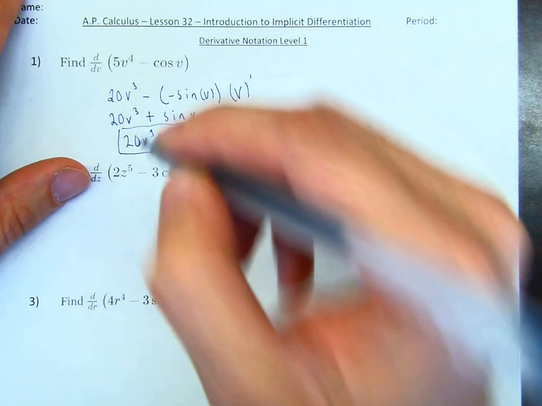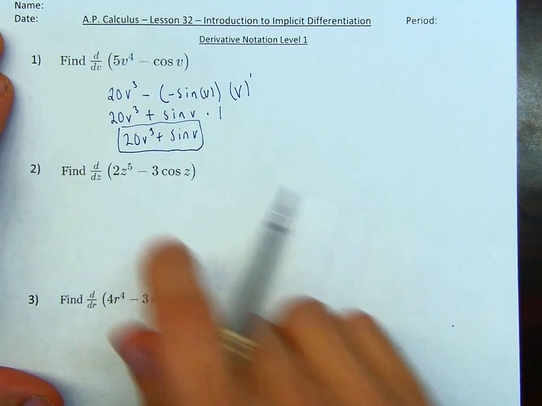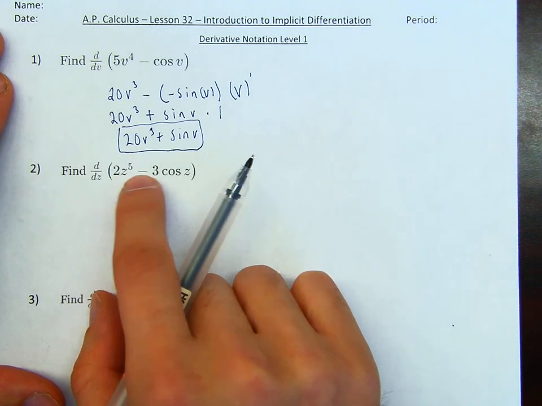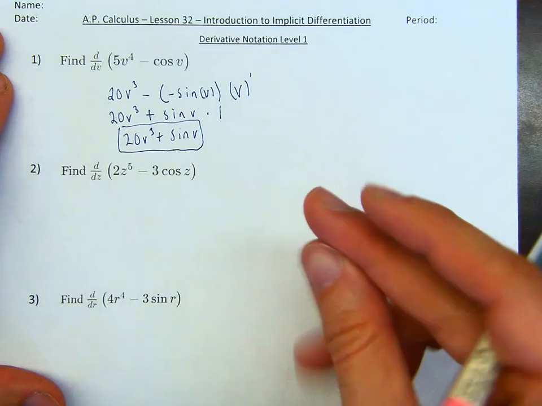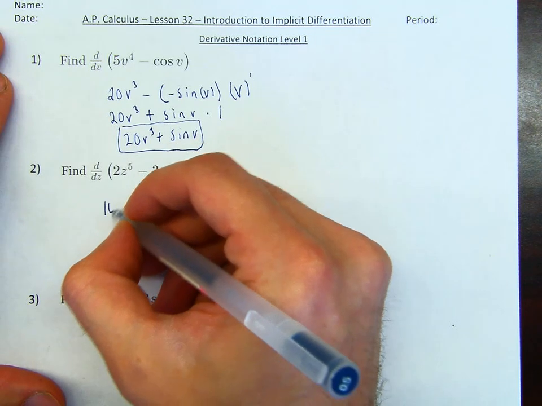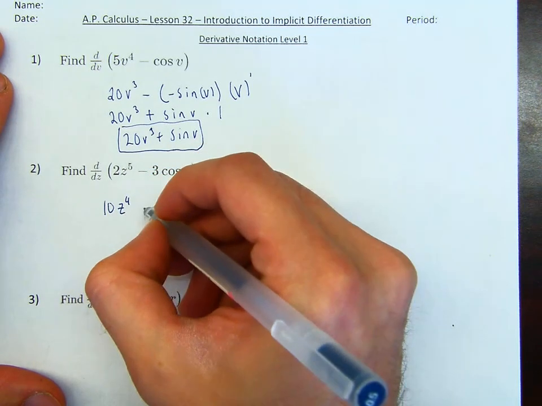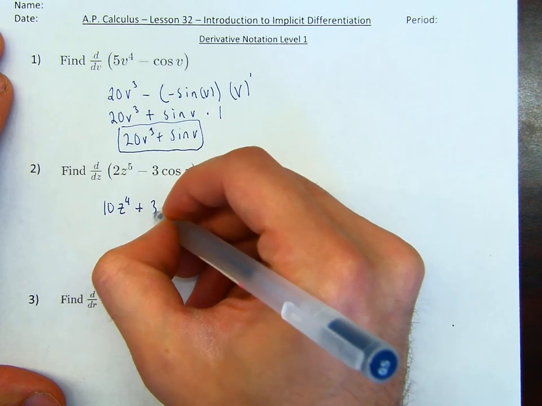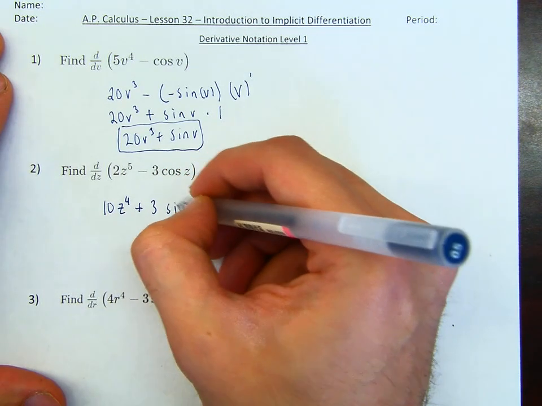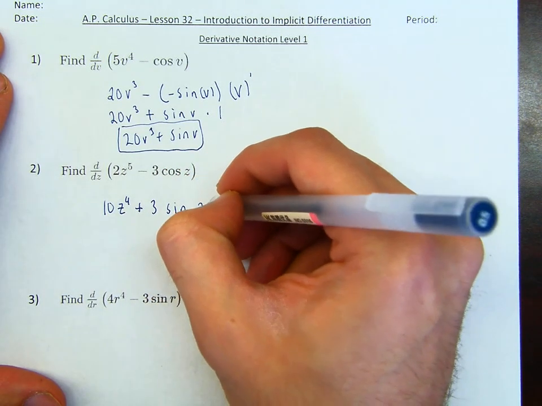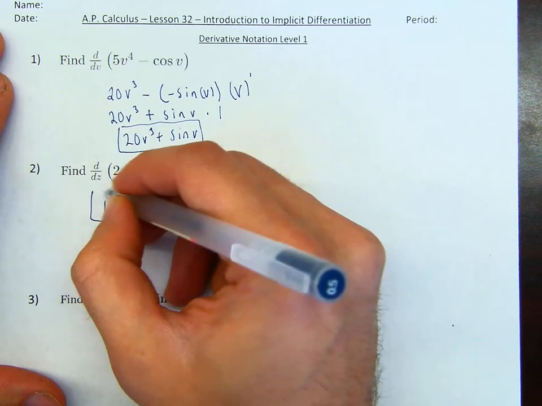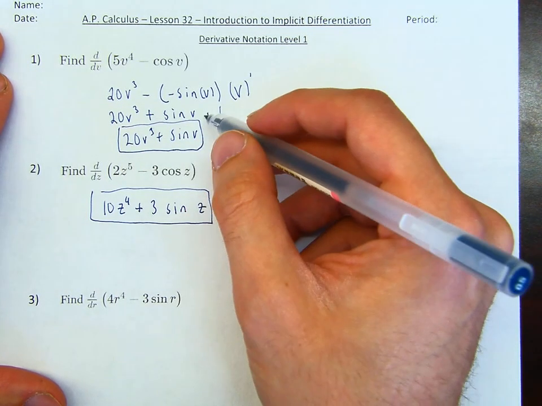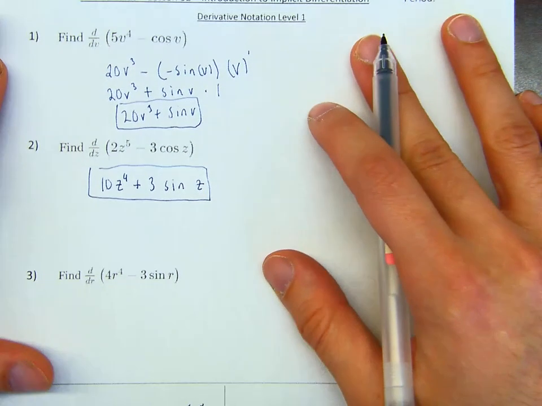Okay, not too bad, right? What about the next one? Here you have d dz of 2z to the fifth minus 3 cosine z. So same idea. So you have 10z to the fourth. Once you actually take the derivative of this, it should be plus 3 sine of z. Okay? And here I just skipped the steps, but if you have any questions on this, take your time and look how it's done previously, right?